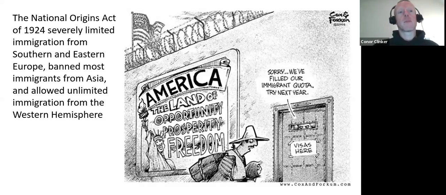Well, here's why. Southern and Eastern Europe, as opposed to Northern and Western Europe, are much more Catholic. Southern Europe, think Italy. Eastern Europe, think Poland.